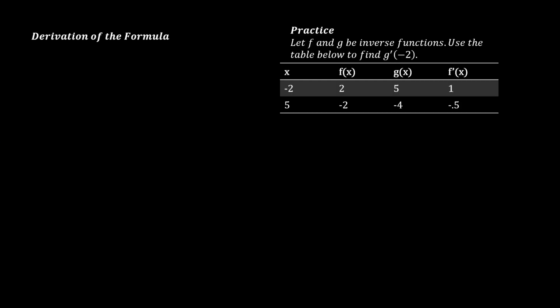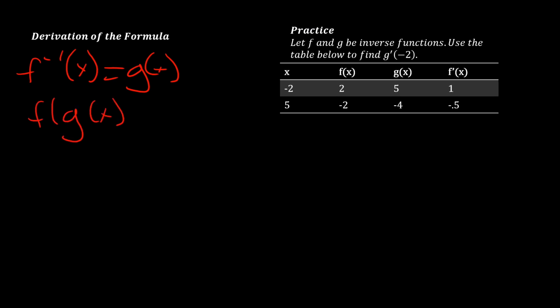All right, now let's prove this formula by quickly deriving it, and then we're going to do a practice problem. So again, we're going to set the inverse function equal to g of x. Now our proof before showed that when we plug in f to get the inverse function, then we plug that value into the original function, we'll just get x again. So let's say that f of g of x is just going to be equal to x.